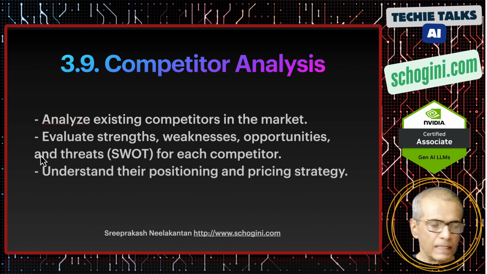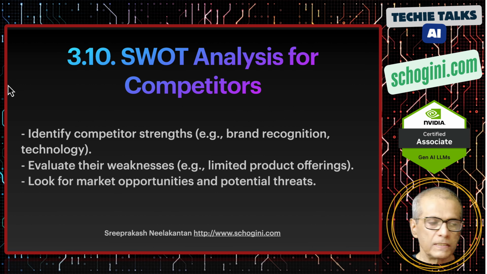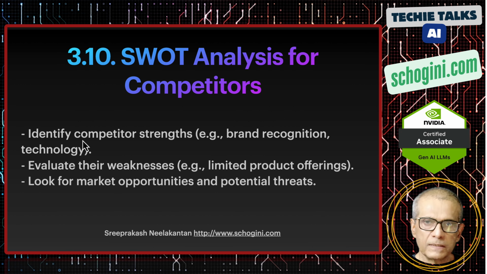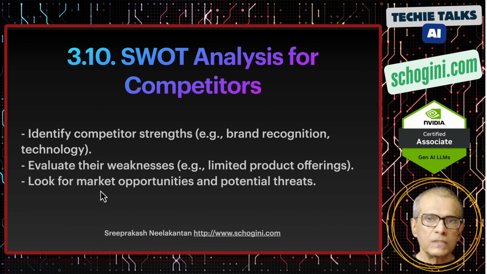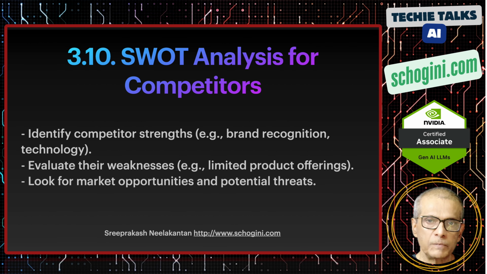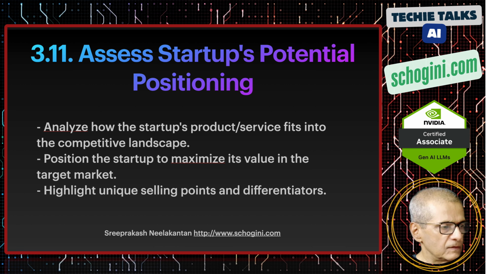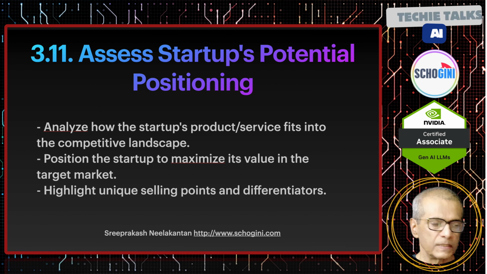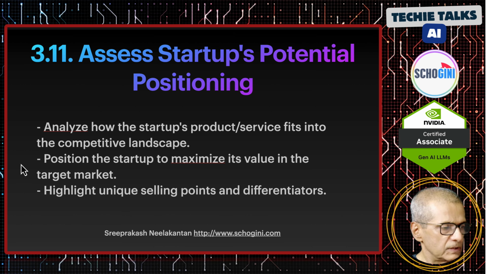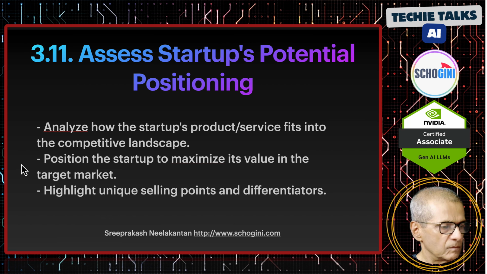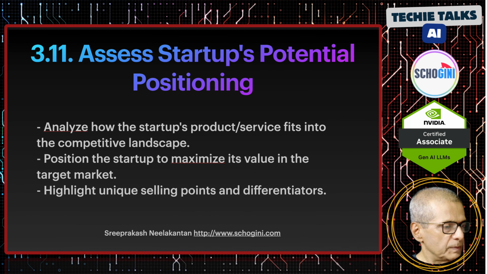And then competitor analysis. Then SWOT analysis. That is strengths, weaknesses, opportunities, and threats. Okay, identify the competitor strengths, evaluate their weaknesses, and look for market opportunities and potential threats. Especially with AI-based applications, the cost and their abilities are all constantly changing. 3.11 is assess startup's potential positioning. Analyze how the startup product fits into the competitive landscape. Position the startup to maximize its value in the target market. And then highlight unique selling points and differentiators, USPs.